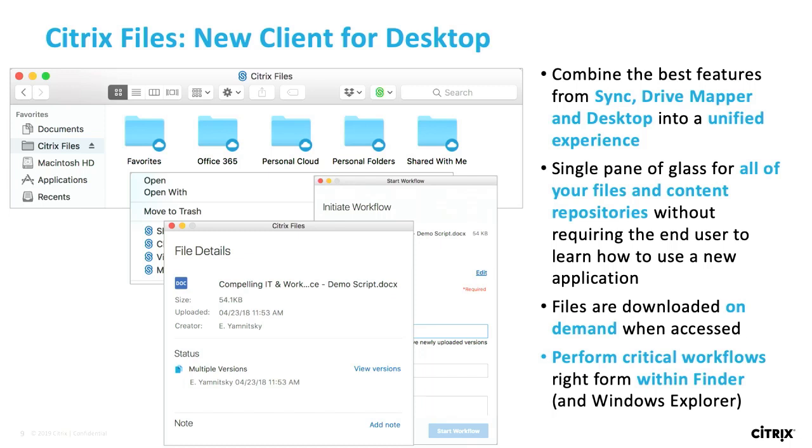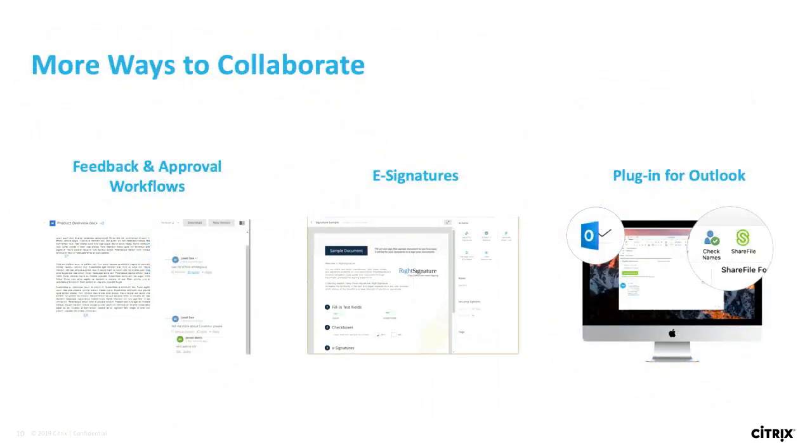So within the Mac Finder and within the Windows Explorer, you can just right-click on a file and start an approval workflow, or share that file with someone, whether they are internal or external. And also, what we're going to be talking about now, about the workflows, initiating those, that can also be done right from the integration. Now, feedback and approval workflow is one thing. The e-signatures I talked about.